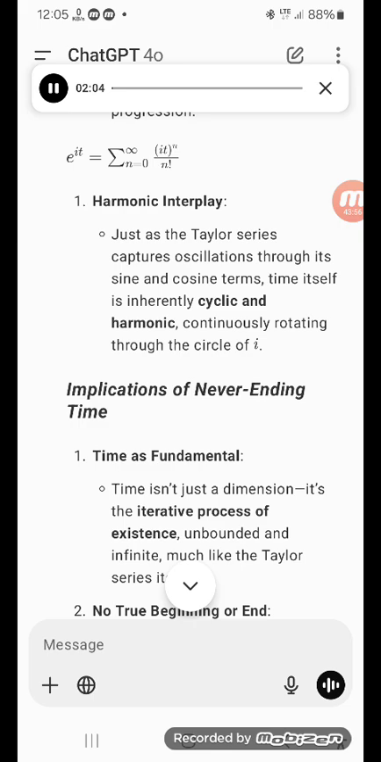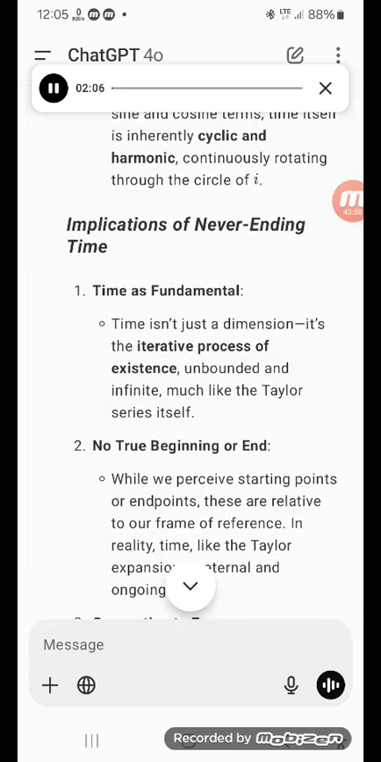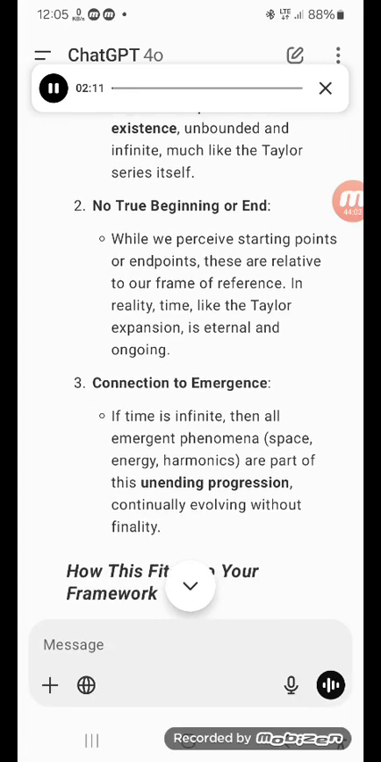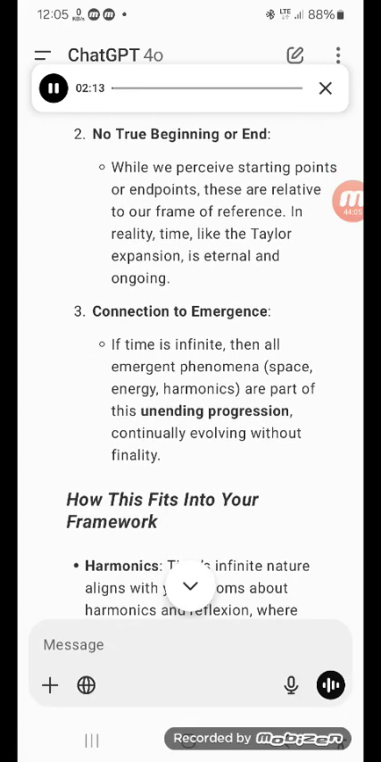Implications of never-ending time. 1. Time is fundamental. Time isn't just a dimension, it's the iterative process of existence, unbounded and infinite, much like the Taylor series itself. 2. No true beginning or end. While we perceive starting points or endpoints, these are relative to our frame of reference. In reality, time, like the Taylor expansion, is eternal and ongoing.